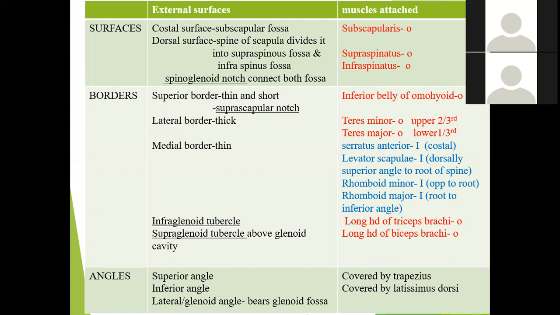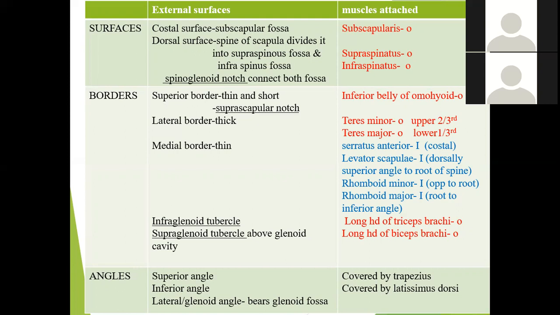Okay. So now, above the glenoid cavity and below the glenoid cavity, we can see two tubercles. In this picture, in this tabular column, you can see just below that. There are two tubercles: the supraglenoid tubercle and the infraglenoid tubercle. One is above, one is below. According to the location, we are naming the tubercle, supra and infra. Next are the angles: superior angle, inferior angle, and lateral angle. The lateral angle is otherwise called the glenoid angle. Over the lateral angle, we have a fossa, and the name of the fossa is the glenoid fossa.